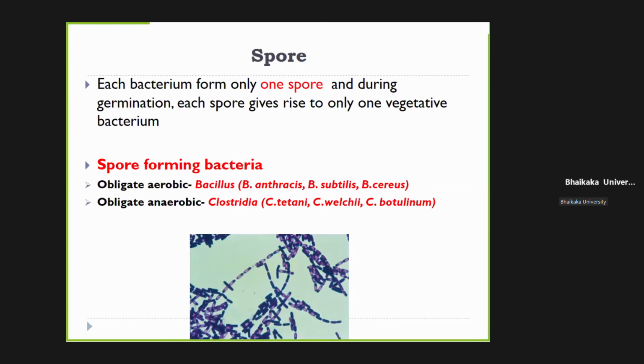Spore forming bacteria are very specific. They fall into two categories: obligate aerobic and obligate anaerobic. In the obligate aerobic category, we find Bacillus anthracis, Bacillus subtilis, and Bacillus cereus. And the obligate anaerobic category is mainly Clostridium species like Clostridium tetani, Clostridium welchii, and Clostridium botulinum.